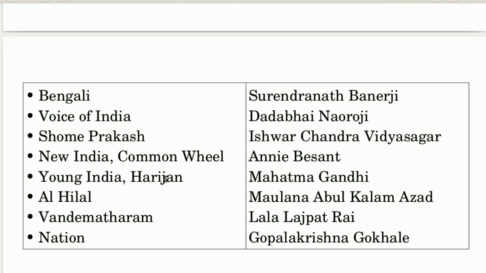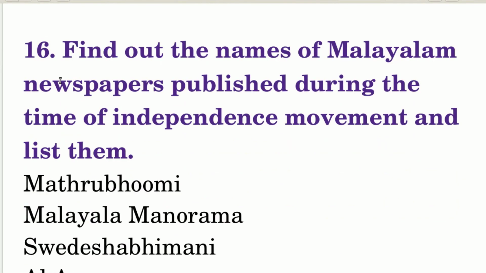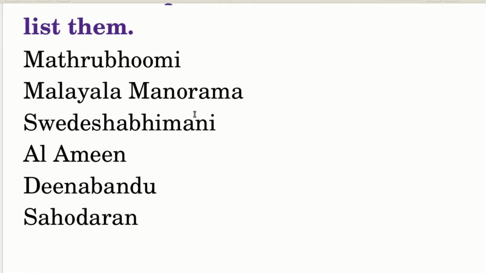Young India, Harijan, Mahatma Gandhi. Al-Hilal, Maulana Abul Kalam Azad. Vande Mataram, Lala Lajpat Rai. Nation, Gopalakrishna Gokhale. Find out the names of Malayalam newspapers published during the time of the independence movement and list them. Mathrubhumi, Malayala Manorama, Swadeshabhimani, Al-Ameen, Deenabandhu, Sahodaran.